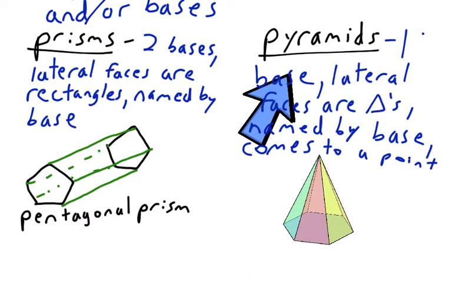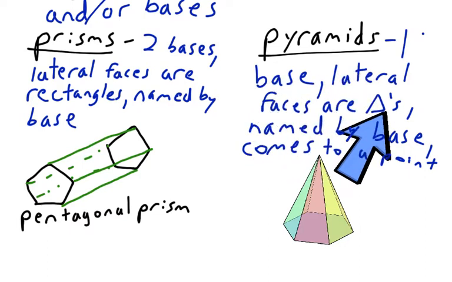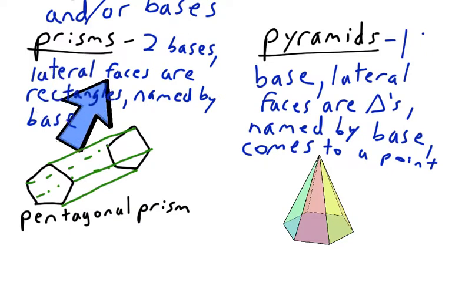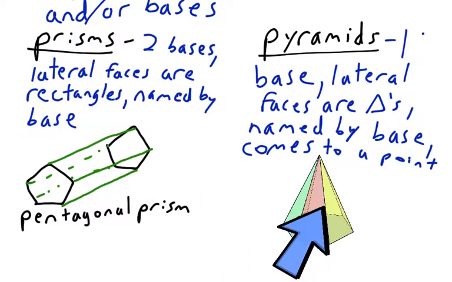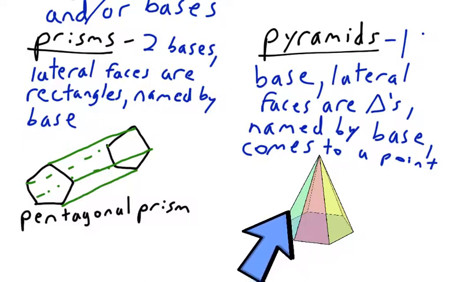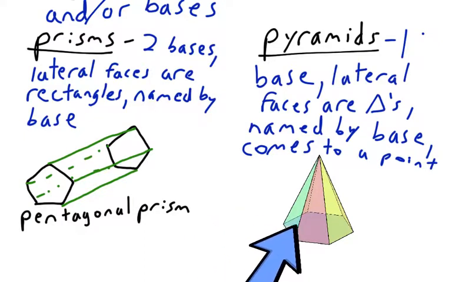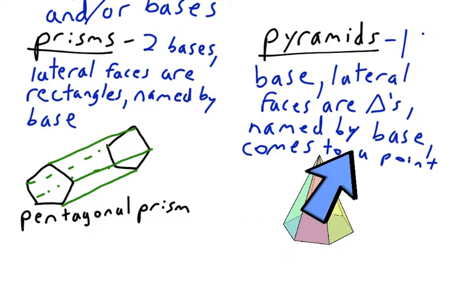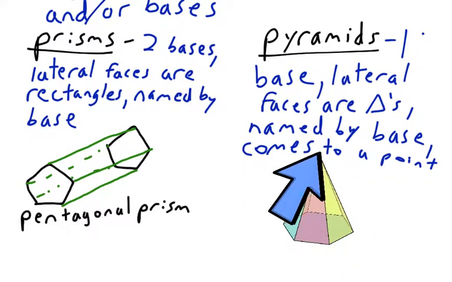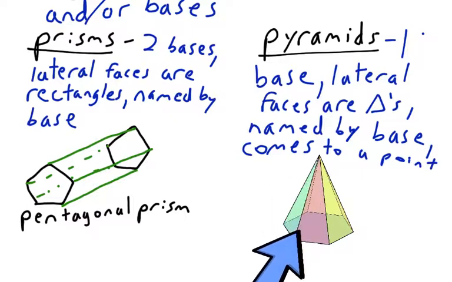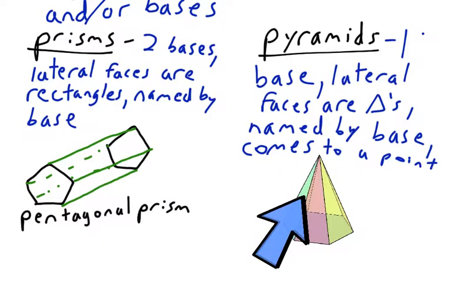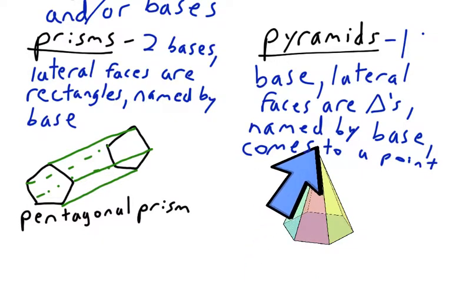Alright, so one base, lateral faces are triangles. It's named by the base, just like a prism. So this one has 1, 2, 3, 4, 5, 6 sides. So we would call that a hexagonal pyramid. And it comes to a point. So the very top of it, I guess depending on your point of view, all those lateral faces come up to a point.